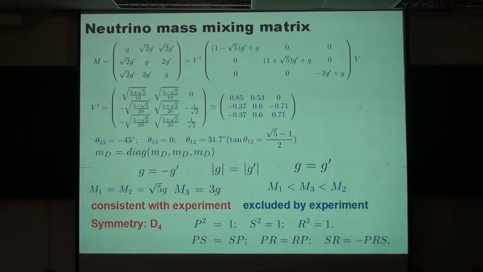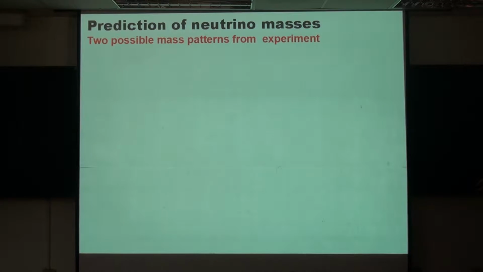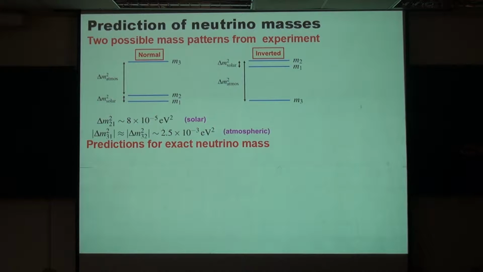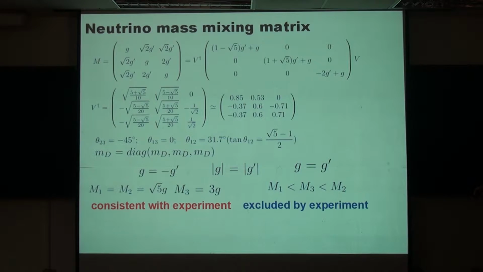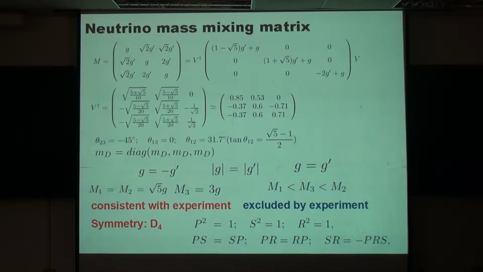So how do you see which solution is consistent with data? I will show you the experiment data. So yeah, the experiment data is basically like this. M1 and M2 are very close, and M3 is either much bigger or much smaller. So we only have these two possibilities. But in the case G equal to G prime, we see actually M3 is in between, so it's inconsistent.